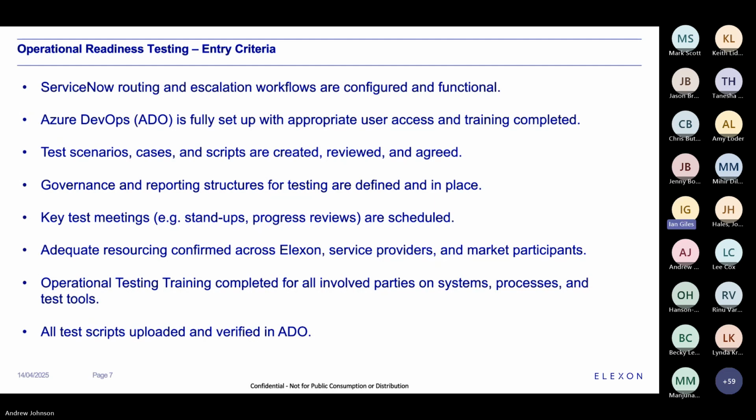So this slide is the entry criteria for us to go into ORT testing. We need our ServiceNow routing and escalation workflows done. Azure DevOps needs to be fully set up, and access needs to be done for anybody participating in the testing. We need to address if any training needs to be done for both ServiceNow and the portal, or for ADO. All the test scripts and scenarios need to be reviewed and agreed, and all the governance needs to be in place before we enter into ORT testing.